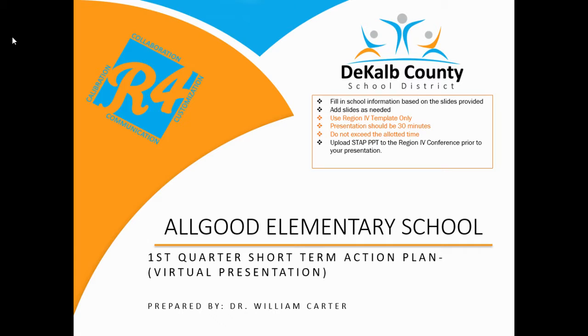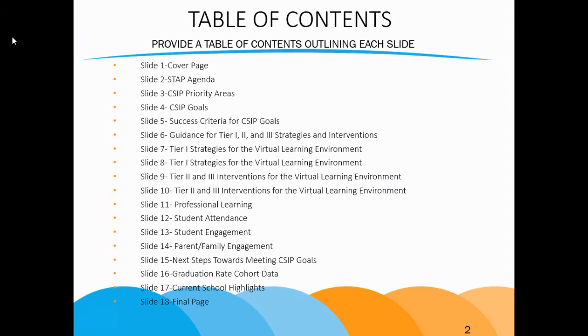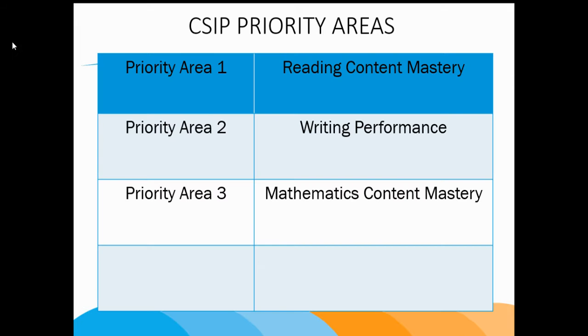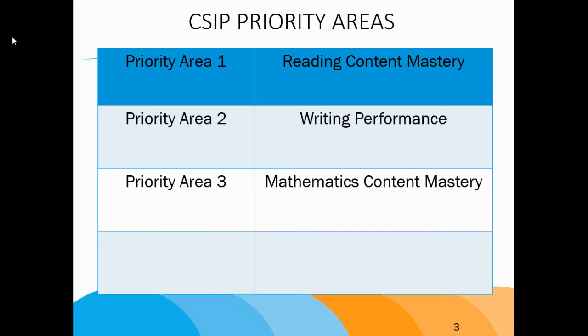I would like to present to you our first quarter short-term action plan, which is our virtual presentation. Here is our table of contents as follows. For our CSIP priority areas, we have priority area number 1, reading content mastery; priority area number 2, writing performance; priority area number 3, mathematics content mastery.